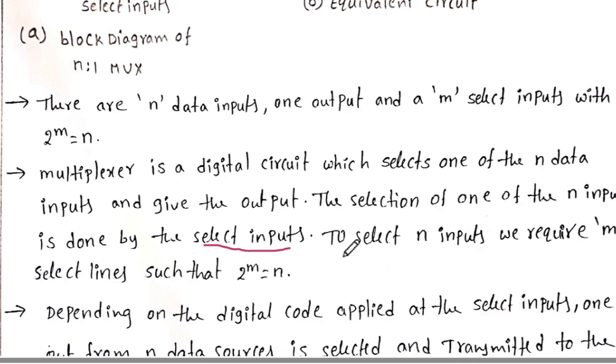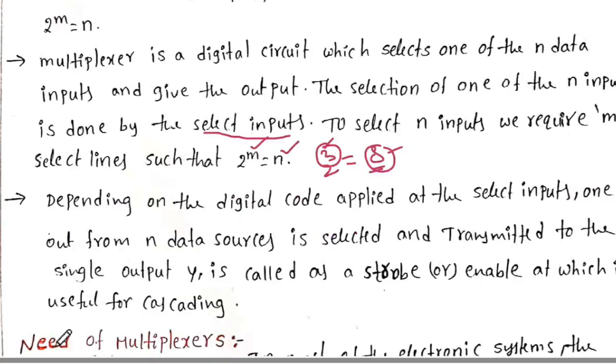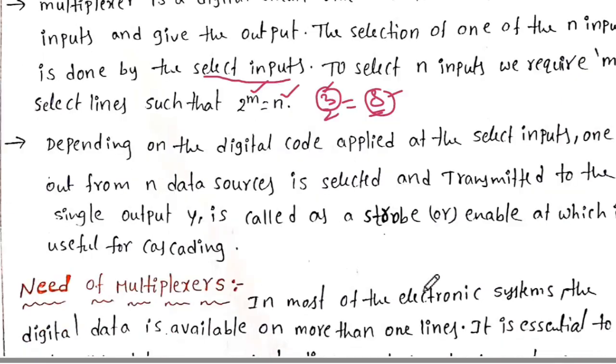Selection inputs are very important. To select among the n inputs, we require m select lines such that 2 to the power of m equals n. For example, 2 to the power of 3 equals 8, so it is 8 inputs and we require 3 selection lines. Here m is the number of selection lines, n is the number of inputs. Depending on the digital code applied at the select inputs, one out of n data sources is selected and transmitted to the single output Y. There is also the strobe or enable input, which is useful for cascading.